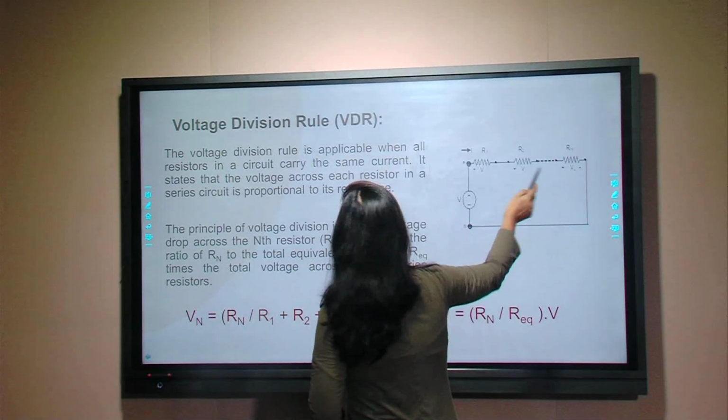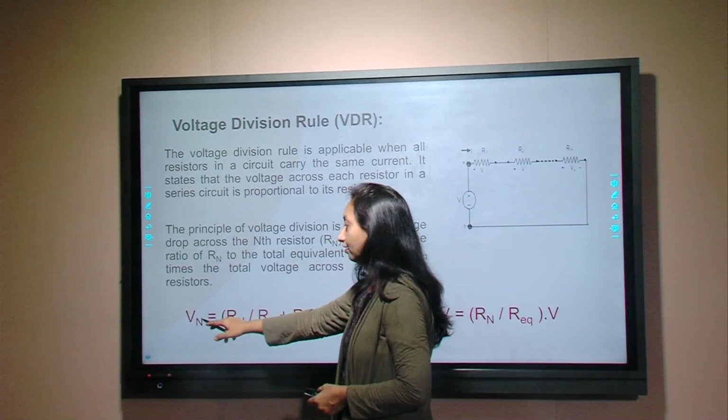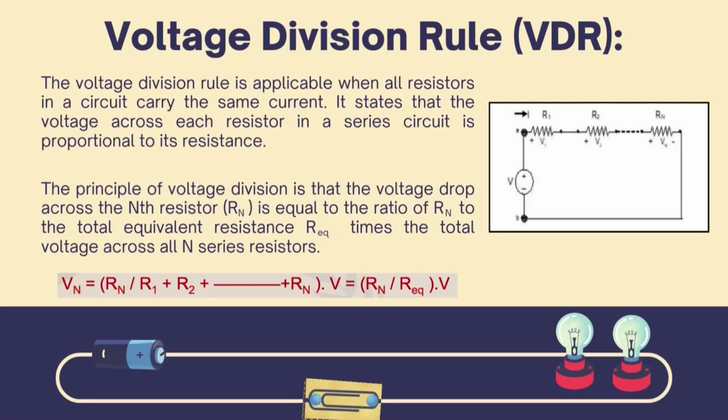So here Rn, from this definition, what is the voltage drop? Suppose Rn resistor's voltage drop is symbolized as Vn. So Vn equals Rn divided by the sum of all the resistors multiplied by the total voltage. That is, if the total voltage applied is V, then the voltage drop across the Rn resistor is Vn equal to Rn divided by Req, the total equivalent resistance, multiplied by the total voltage in the circuit.